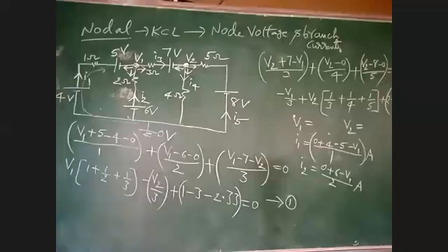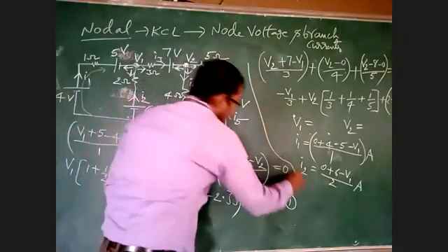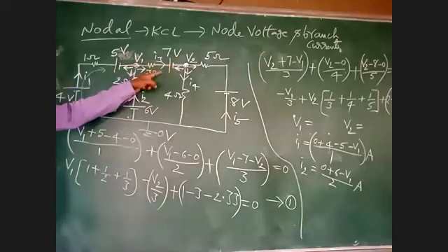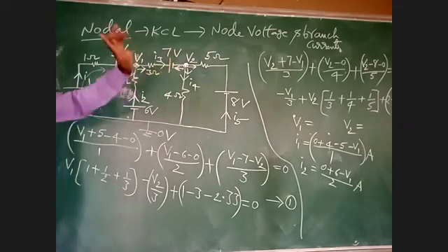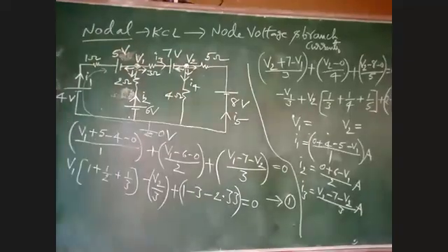Zero plus 6 minus V1. What is I3 now? What is I3? V1 minus 7 minus 1 minus 7. I3 is flowing from V1 to V2, actual direction. V1 higher potential, V2 lower potential. V1 minus 7 minus V2, divided by 4... that is your I3.